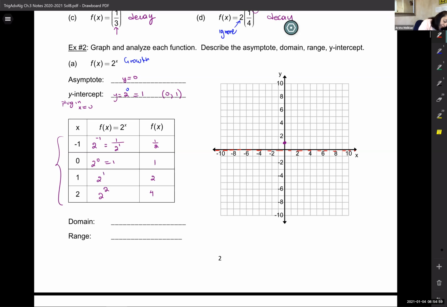When x was -1, y is 1/2. The 0, that's your y-intercept. We had already put it there, and it matches with our table. X equals 1, y is 2. X equals 2, y is 4. Right? And look at how quickly that goes up. Next, what you want to do is graph this.